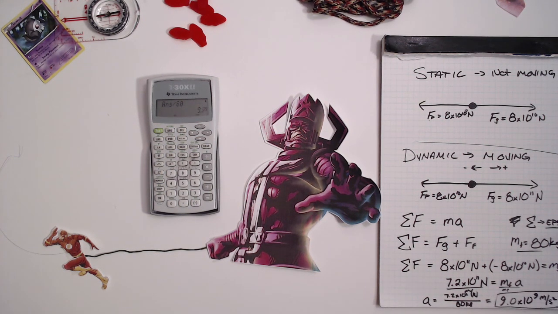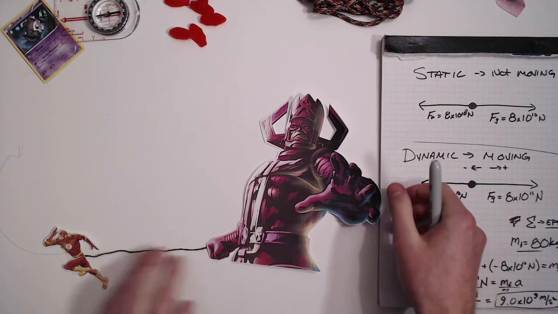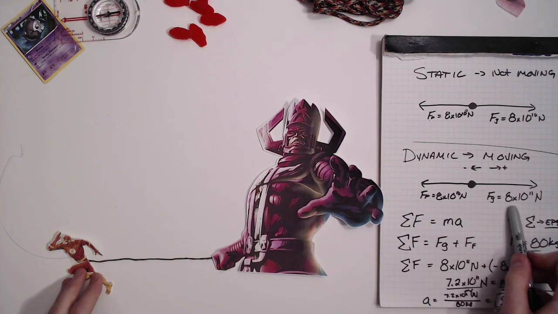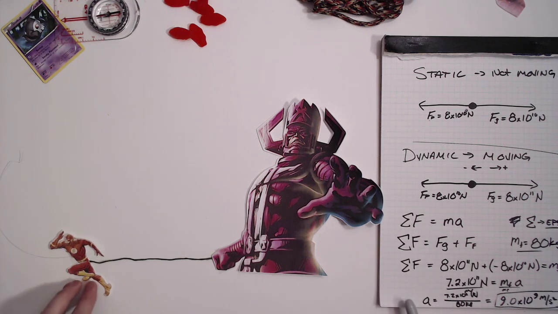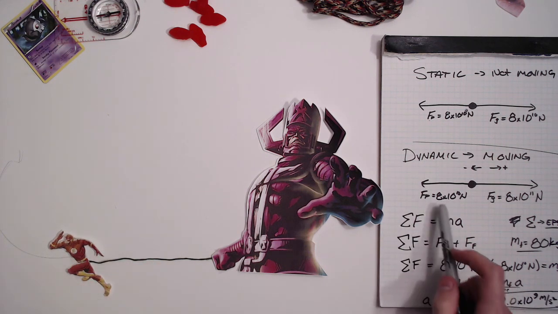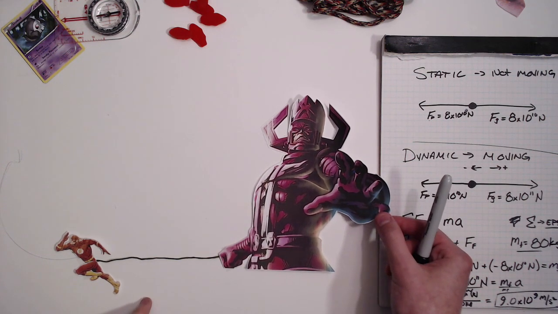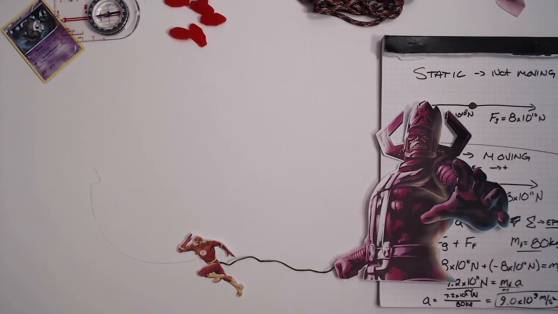So, what does this mean? This means that in a situation of tug of war, when Galactus is pulling with a force of 8 times 10 to the 11th newtons, and although the flash is still pulling this way, his force of 8 times 10 to the 10th newtons, then the flash will accelerate this way, at 9 times 10 to the 9th meters per second squared.